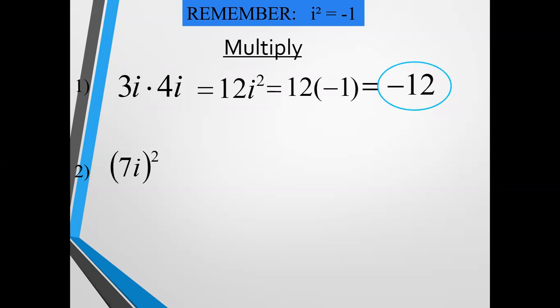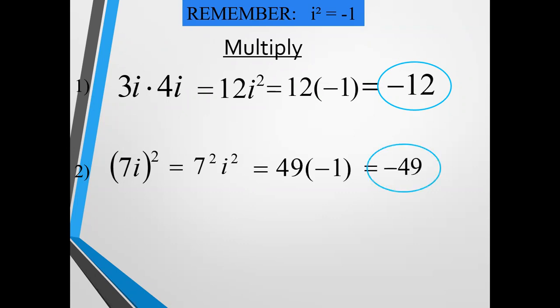So when we say 7i squared, what is 7 squared? 7 squared is 49. And i squared, you put i squared behind it. Based on our previous experience, i squared is minus 1. So minus 1 times 49 should give you minus 49.